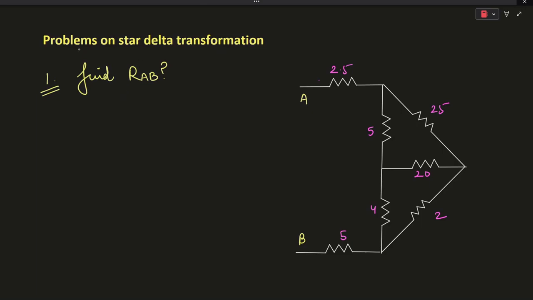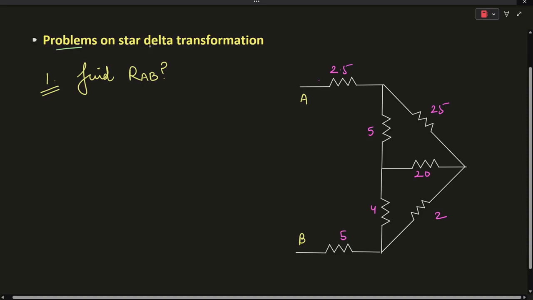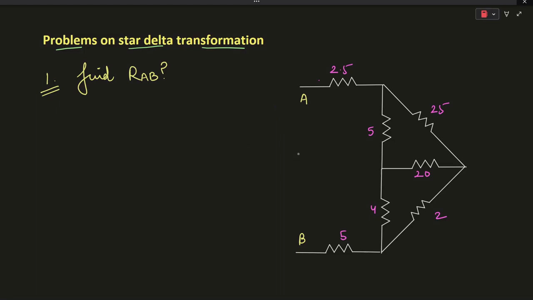In this tutorial, we are going to solve some problems based on star delta transformation. We need to find the value of the resistance across the terminals A and B. As you can see in this network, it is difficult to apply the normal series and parallel technique, so we need to go with our star delta transformation.